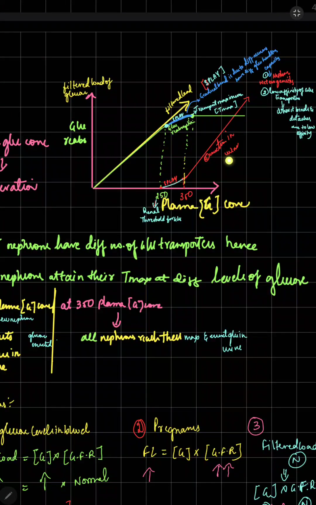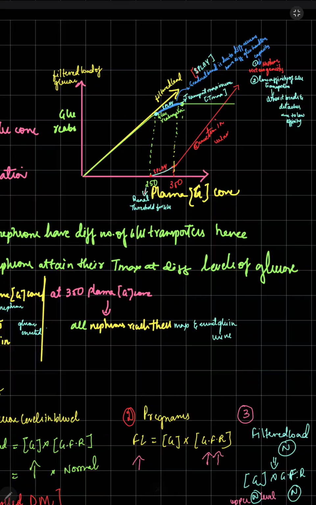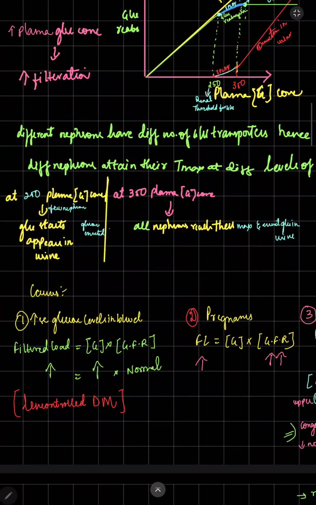Glucose excretion in urine: around 250, there is a slight increase in excretion of glucose in urine. So there is a slight bend, which is also a splay, with similar two reasons, right? And then after 350, when there is an increase in filtered load, there is an increase in excretion of glucose in urine. Alright, so there can be 3 causes.